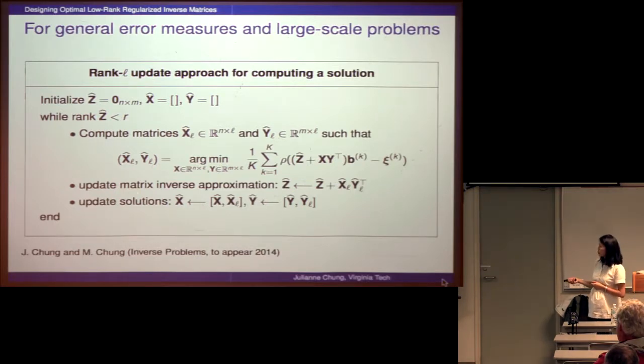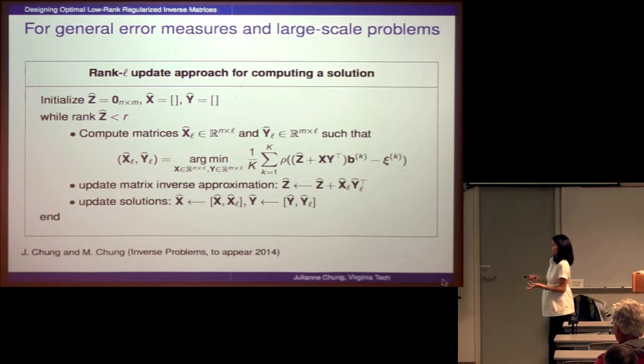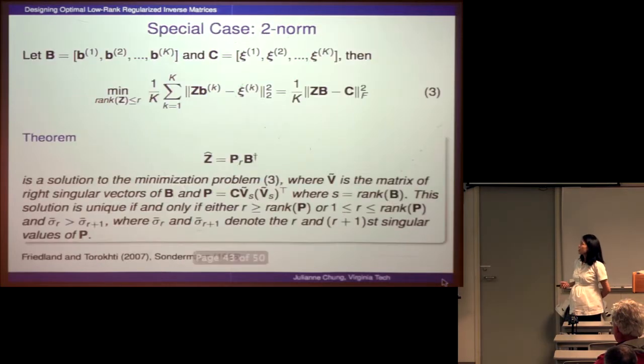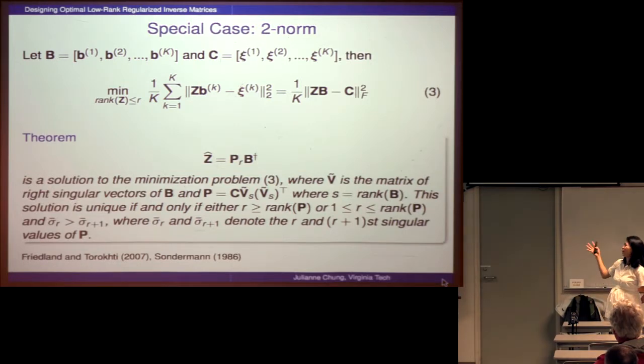So this algorithm is described in a paper that you can actually find on arXiv at the moment. Okay, so that's for general error measures. How do we compute this low rank optimal regularized inverse matrix? We can use this type of approach. Now, it turns out for the 2-norm case, things simplify. Things always simplify for the 2-norm case.